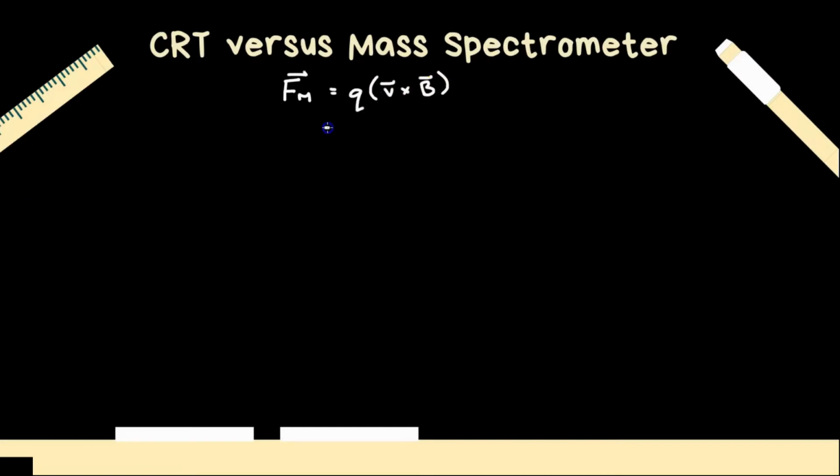Now this cross product we can just write as a geometric cross product, which would be the magnitudes of velocity and magnetic field times the sine of the angle between velocity and magnetic field. Now in both the CRT and the mass spectrometer, we send charged particles through a magnetic field at 90 degrees. So it's always perpendicular because that gives you the greatest possible magnetic force. And so the sine of 90 would just be 1, and we're left with that magnetic force equaling QVB.